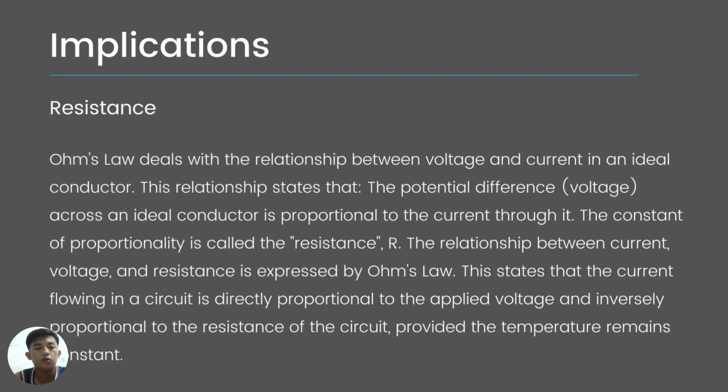On resistance, Ohm's law deals with the relationship between voltage and current in an ideal conductor. This relationship states that the potential difference or the voltage across an ideal conductor is proportional to the current through it. The constant of proportionality is called the resistance, or R. The relationship between current, voltage, and resistance is expressed by Ohm's law. This states that the current flowing in a circuit is directly proportional to the applied voltage and inversely proportional to the resistance of the circuit, provided the temperature remains constant.